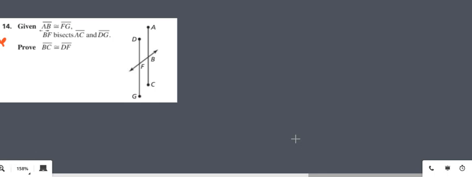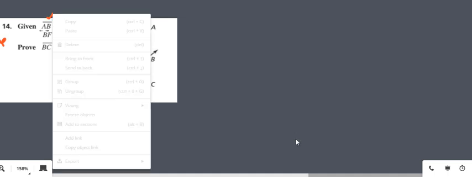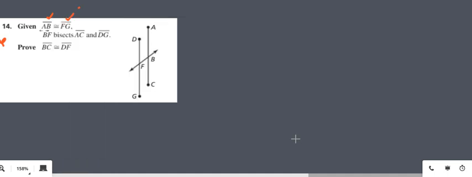Okay. So, take a look. What does the question say now? It says that given the segment AB is congruent to FG, which one is AB? From this point to this point, it's the AB segment, okay? And it is congruent to FG. From F to G, it is congruent, okay?